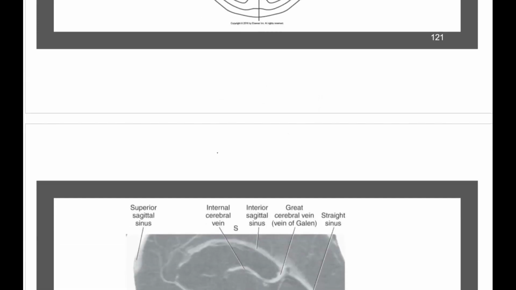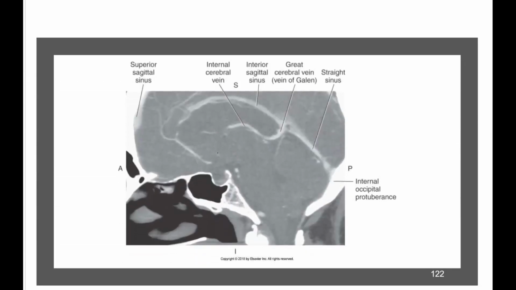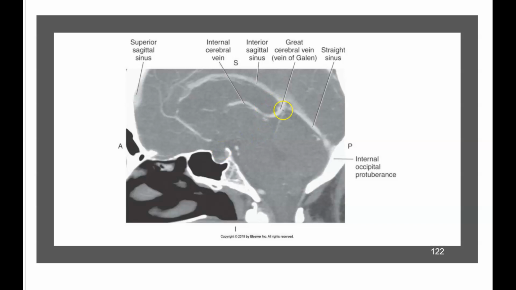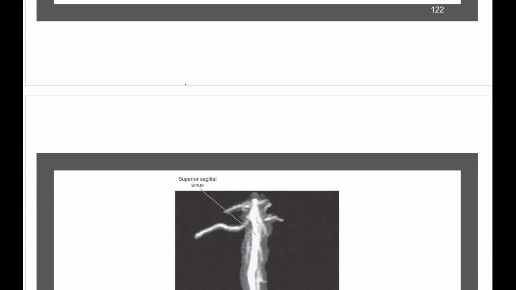All right, so here's midline, and this is a CT with contrast. So here's our straight sinus. This is our great vein, so the vein of Galen. And then we have our inferior sagittal sinus. So the superior sagittal sinus runs up top, inferior sagittal sinus. This would be more like what you would label.